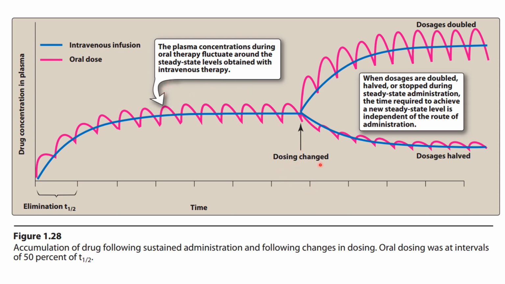Here dosing changed: dosages halved and dosages doubled. When dosages are doubled, halved, or stopped during steady state administration, the time required to achieve a new steady state level is independent of the route of administration.